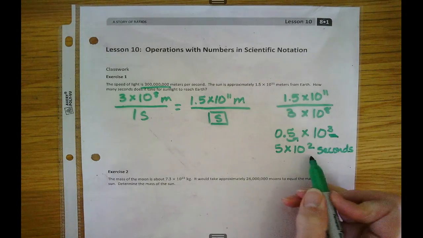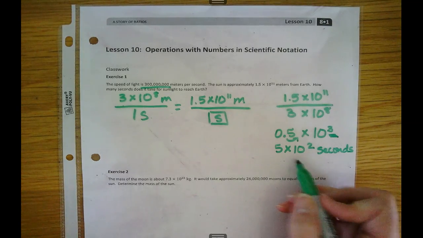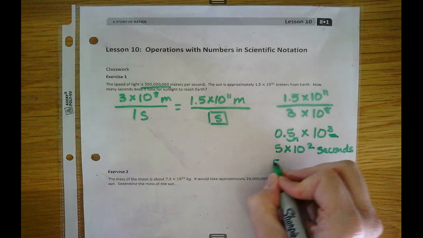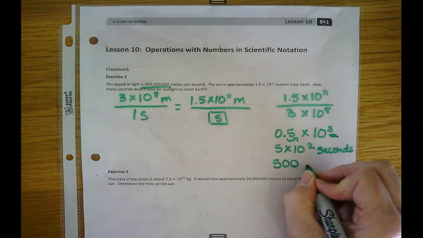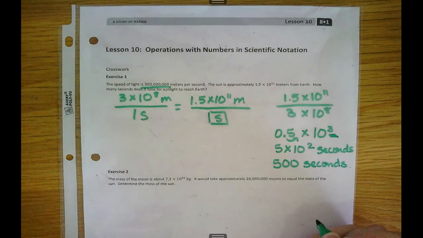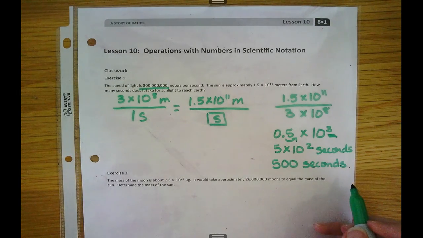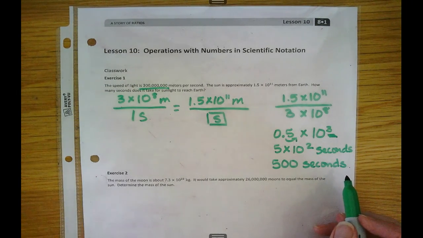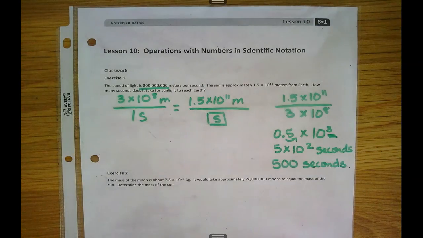And for this first problem, we're also going to write that in standard notation. 5 times 10 to the 2, I would need 2 zeros. It would be 500 seconds. So it takes 500 seconds for sunlight to get to the Earth.